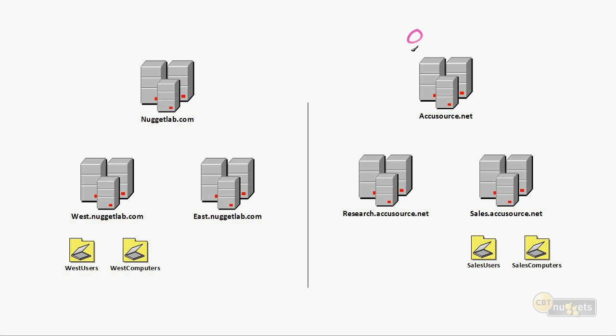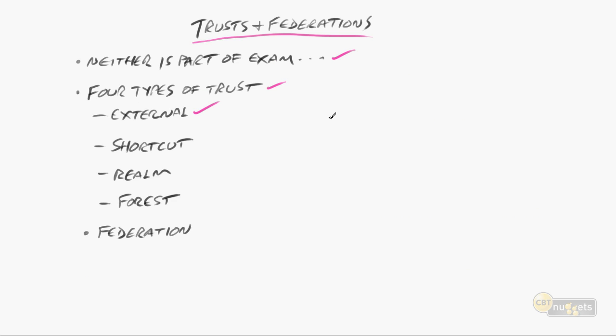So they have users over here that we need to assign to resources like a shared folder over here so that they can access files that we're working on together. So what I'll do is I'll trust this domain over here, and then that way this user can access this shared folder, for example. These, again, are two totally separate forests, and we're manually creating an external trust there. All right, so that's an external trust.